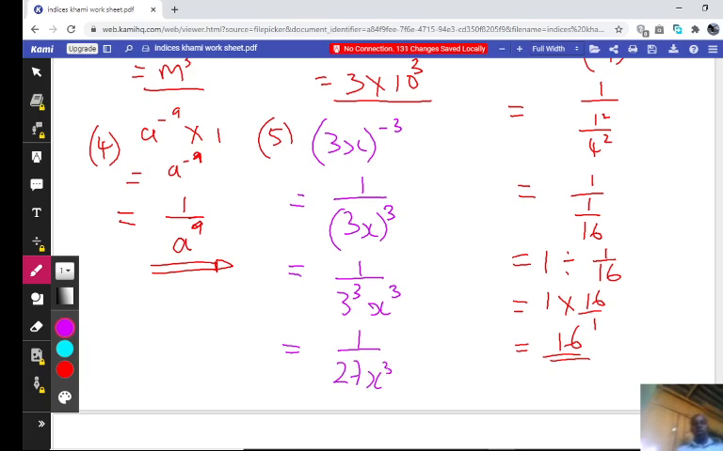Right, so these were indices. Please take note of the workings that I was doing. Also remember the laws. That's the main important thing that you have to do, to remember the laws, understand the laws.